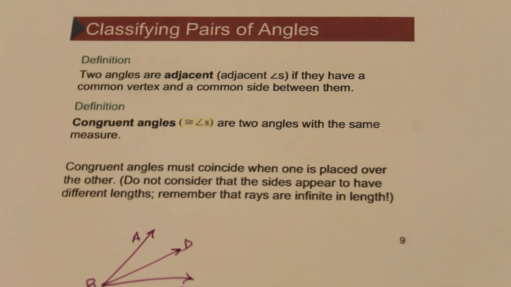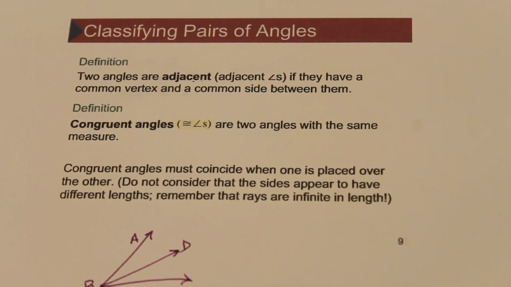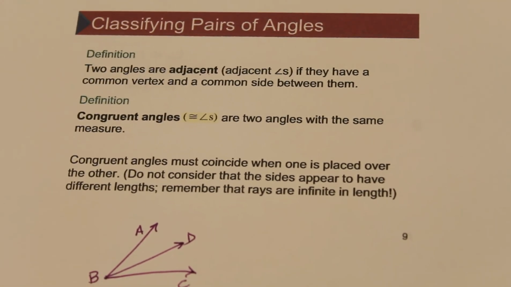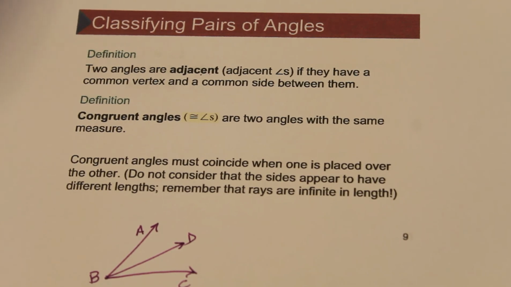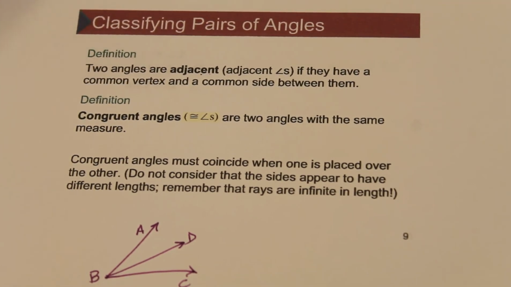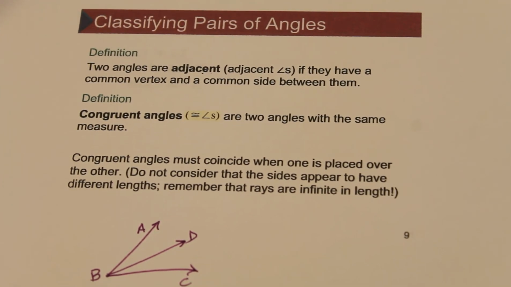A different definition is congruent angles. Congruent angles are two angles that have the same measure. They're the same size. So if you were to pick one angle up off the page and lay it on top of the other angle, they would be the exact same size, their measures would be the same, and they would be called congruent.